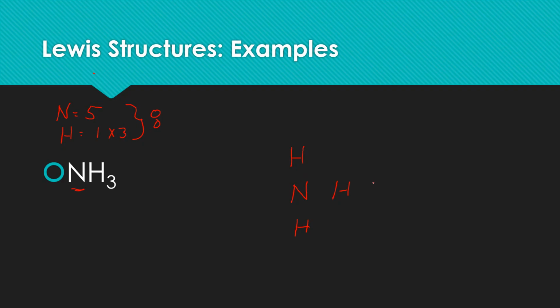Now I have to make the bonds between the adjacent atoms. So that's bond, bond, bond. I've used 6, so I have 2 left over. But check this out. Right now, this one is a full duet because hydrogen only needs to go up to 2. This one's a full duet, and this one's a full duet. That nitrogen only has 6 around it. It needs 2 more. So the last 2 electrons go over here, and voila, nitrogen is also a full shell. So this would be the Lewis structure for nitrogen trihydride.